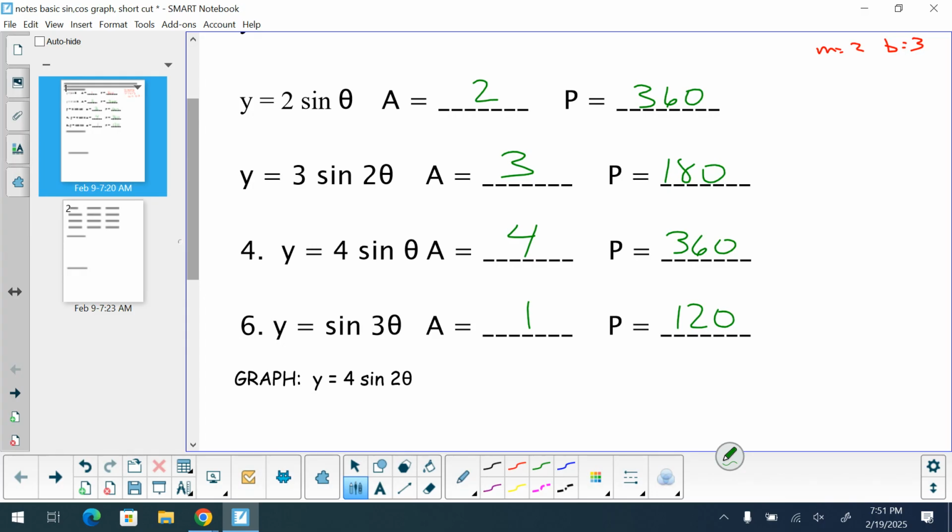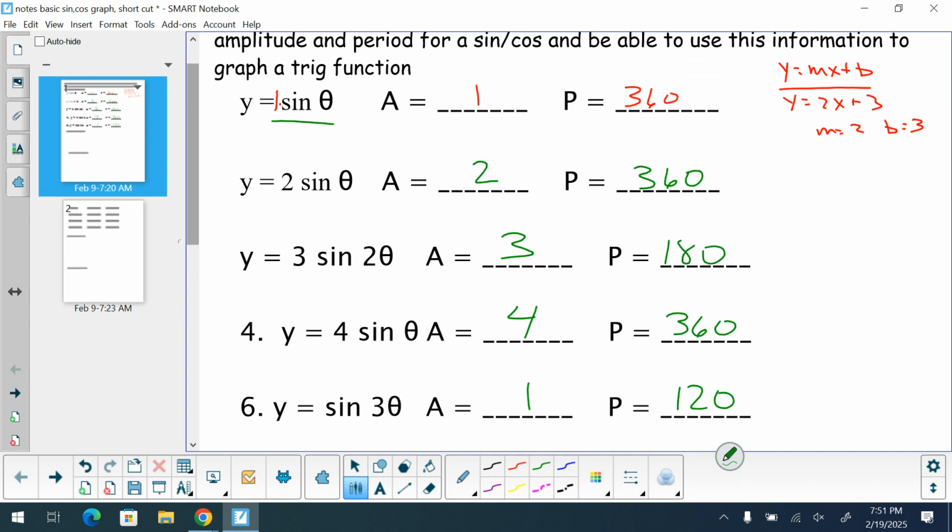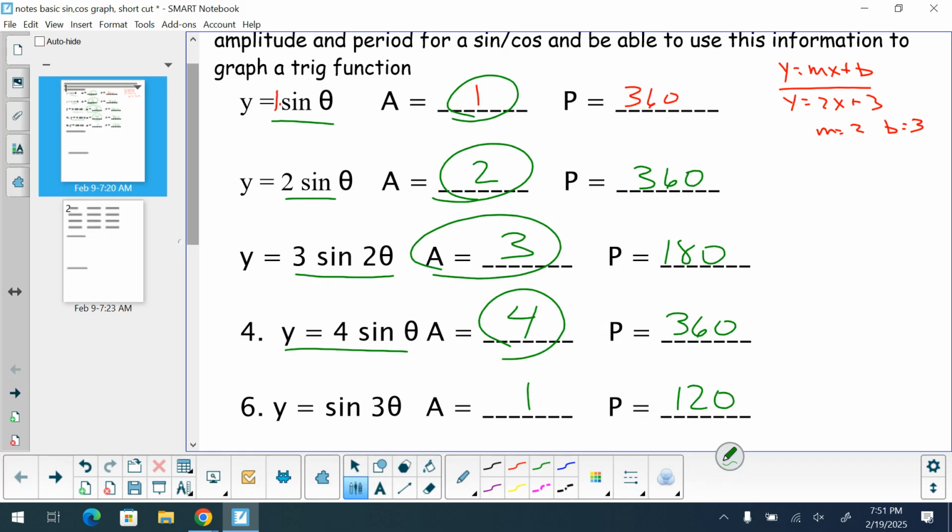Now what we want to be able to do is, by inspection, look at our equations and determine these amplitudes and periods. If I take a look at a general equation, when I had 1 sine of theta, the amplitude was 1. When I had 2 sine of theta, the amplitude was 2. When I had 3 sine 2 theta, the amplitude was 3. When I had sine of 4 theta, the amplitude was 4. When I just had sine 3 theta again, my amplitude went back down to 1.